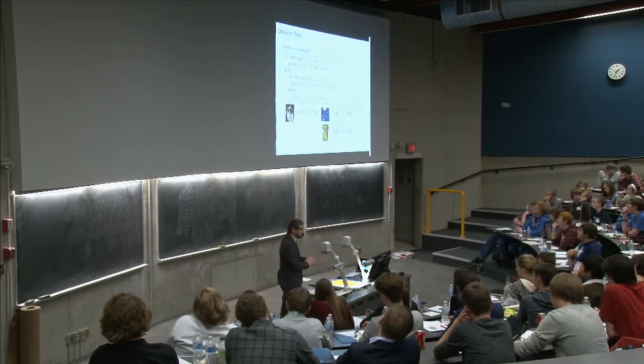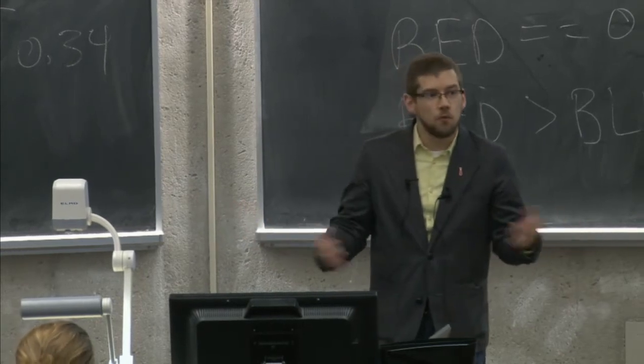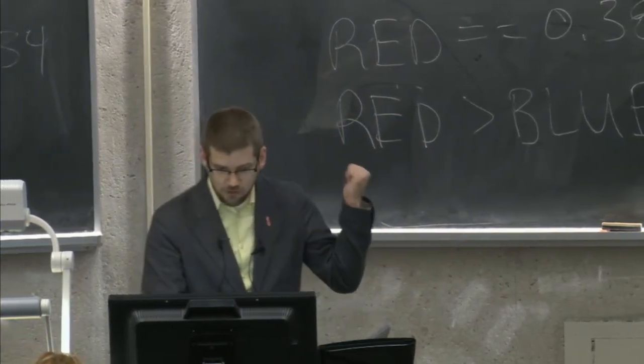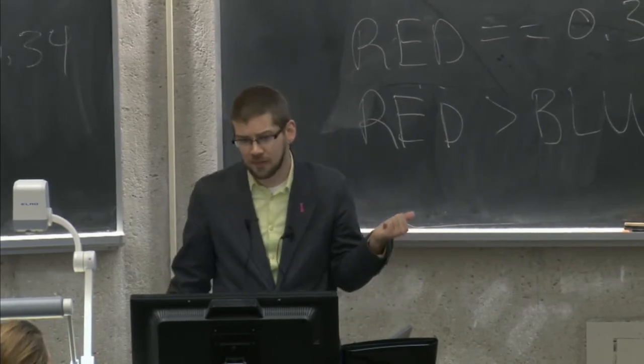So here's another example of a solution to that problem where I'm asking 2 questions. First, I'll ask about nap red. If it's less than 0.33, I'll say the cat's not grumpy. This question also identifies the blue guy, by the way, right? Otherwise, I'll take a look at the green value and I'll decide if it's grumpy cat or the yellow cat. Okay. So now we're asking more complicated questions to make more complicated decisions. And what you have just built, what we have just built together, is called a decision tree.